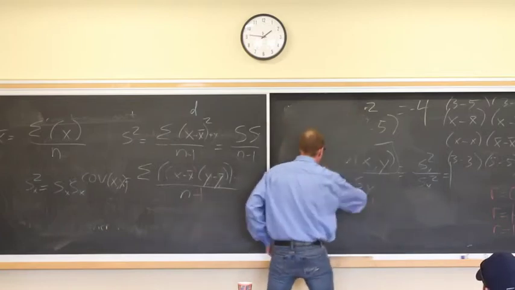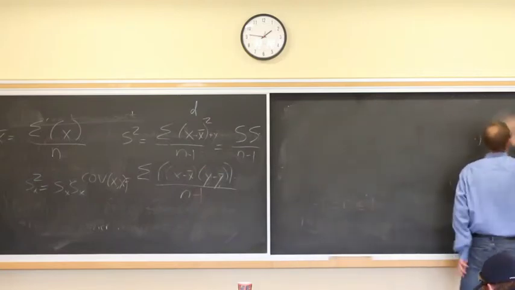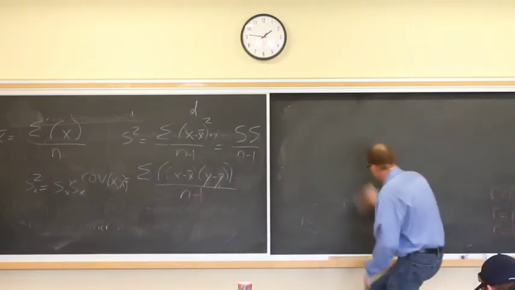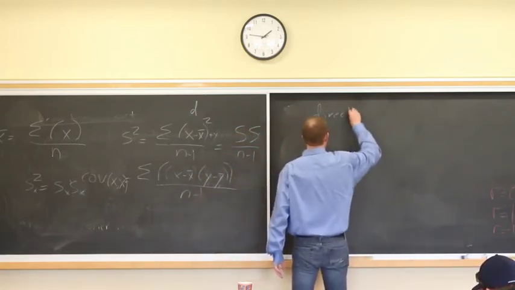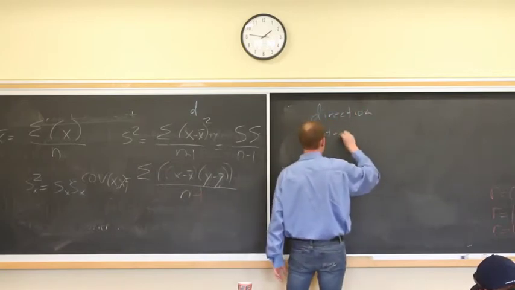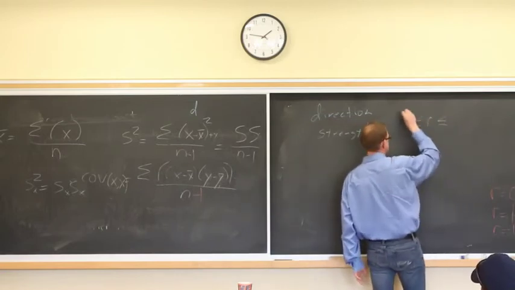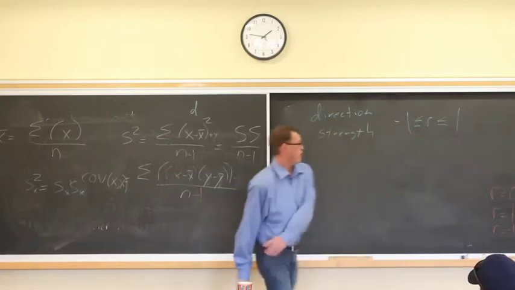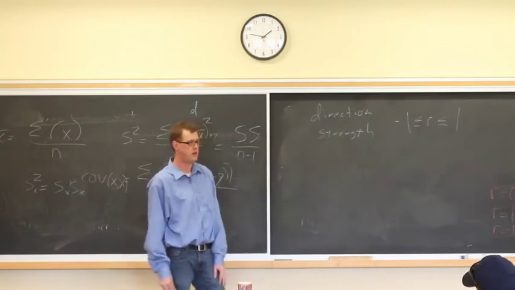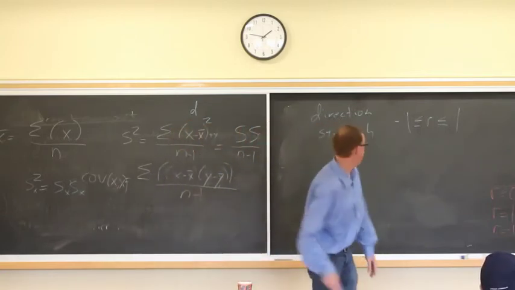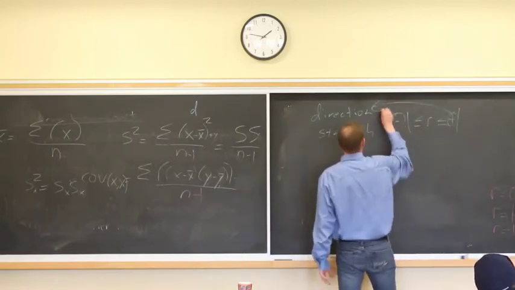Okay, so when we talk about correlations, we can talk about two things. We can talk about the direction of a correlation. We can also talk about the strength of a correlation. So if R is like that, what part of R tells us the direction of a correlation? Positive or negative. So it's the sign that tells us the direction.